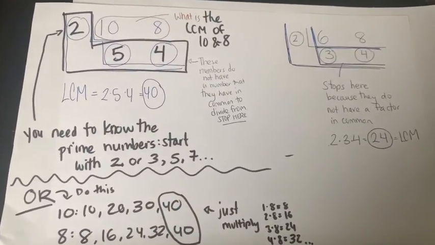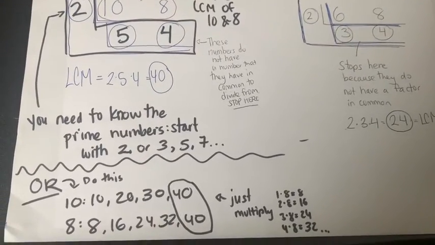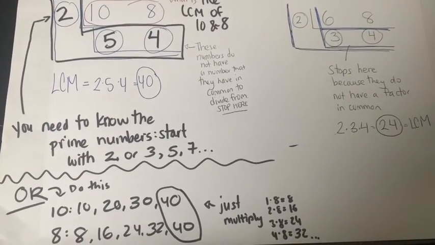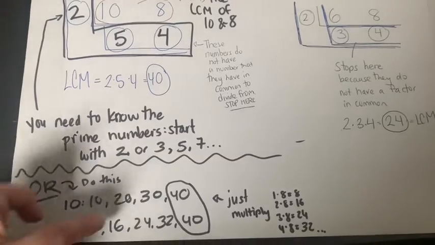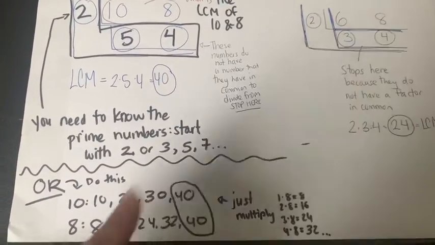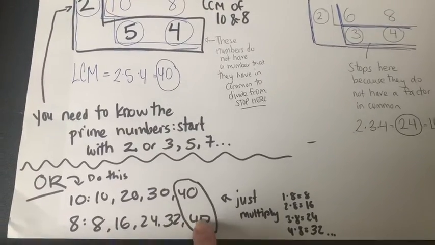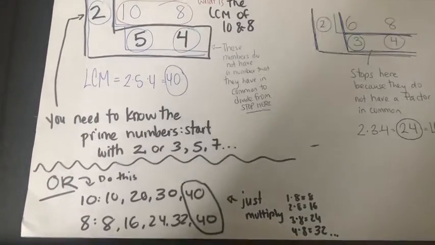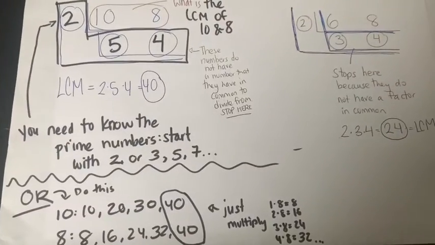You can continue going, but in these two examples, what happens is you're finding the least common multiple. So once you've found a number that they have in common, you can stop then and there. So in this case, it's 40. The correct answer would be 40 for the least common multiple of 10 and 8.